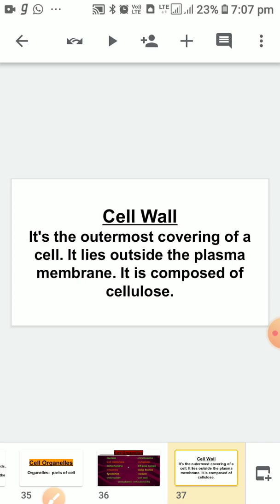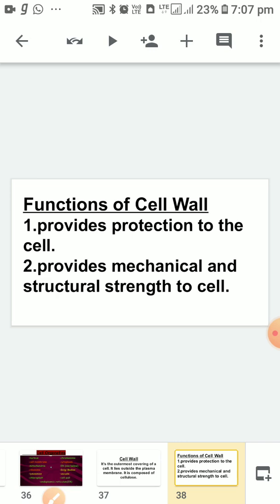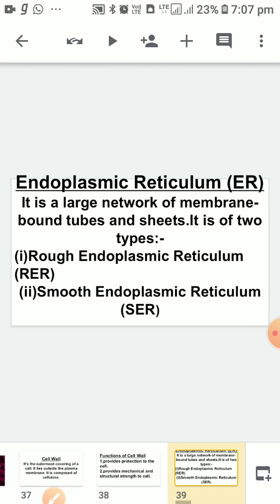So first I am starting with cell wall, the outermost covering of cell. Cell wall is the outermost covering of a cell. It lies outside the plasma membrane and it is composed of cellulose. What are the functions of cell wall? It provides protection to the cell. It provides mechanical and structural strength to cell.